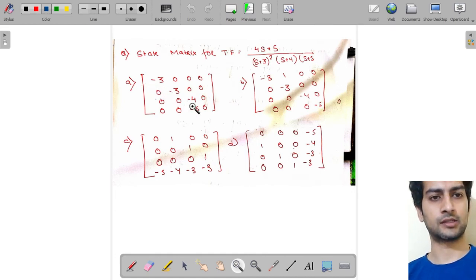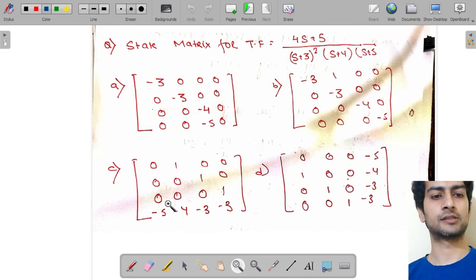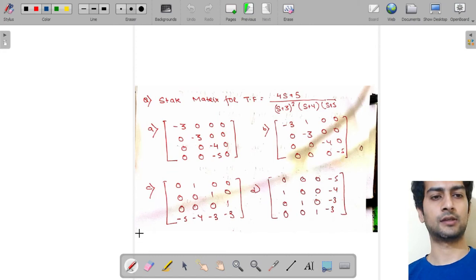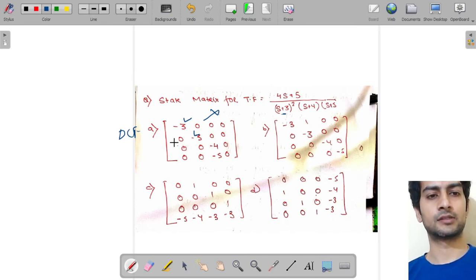See here -3, -3, -4, -5 means it is a kind of diagonal canonical form, which is also not right because in diagonal canonical form, my poles will never be repeated. Here you can see that poles are repeated. Here also, and here also you can see poles are repeated. So these options will be wrong, but they are a kind of DCF. The examiner is trying to convey to you that it's a DCF.